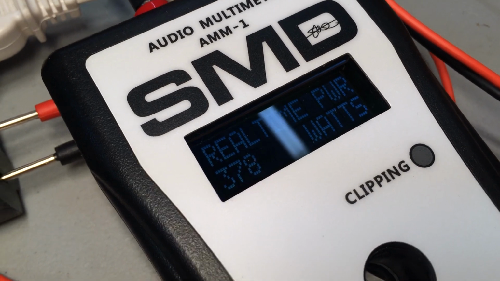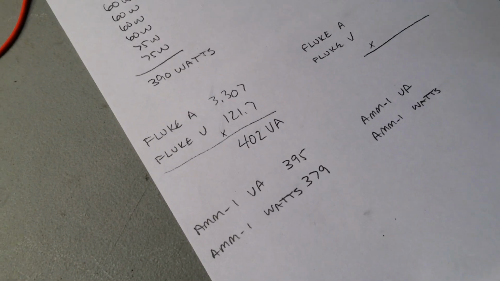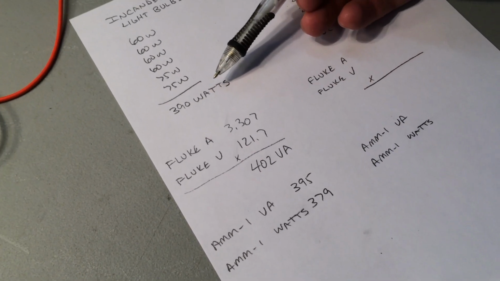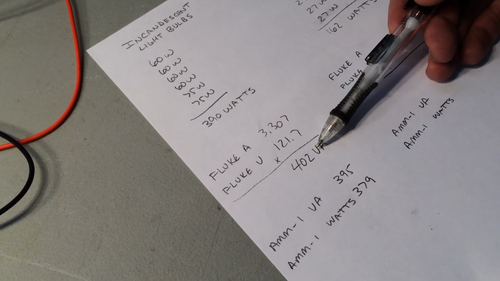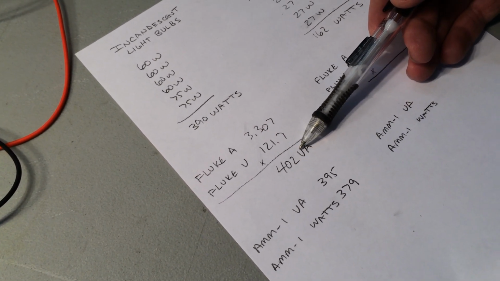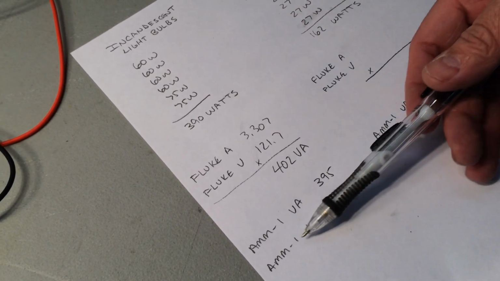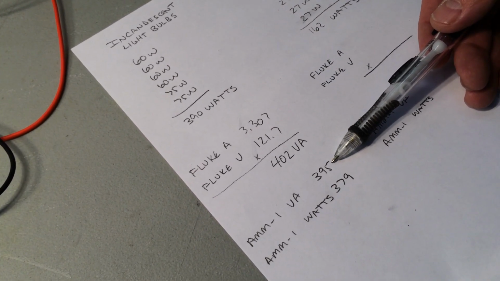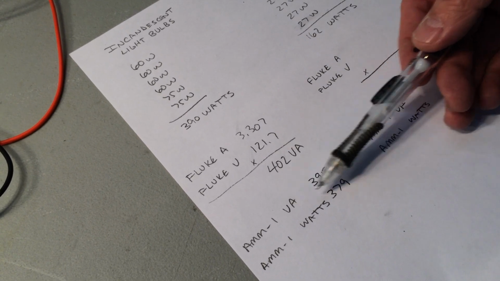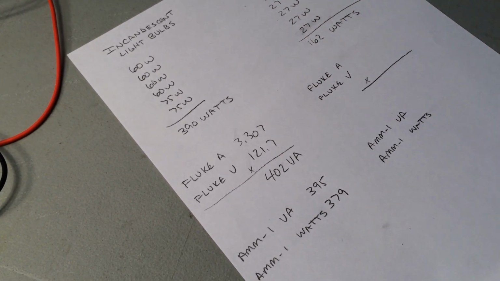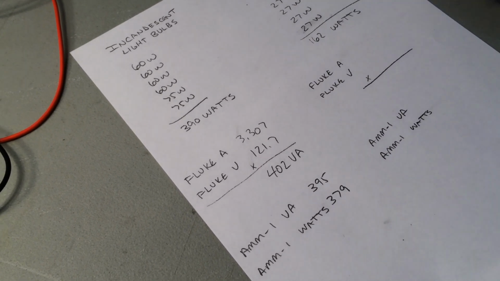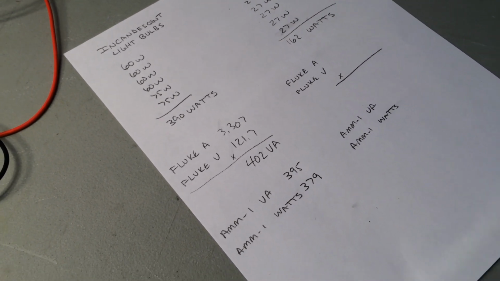All right, so if you look at our results here for the incandescent bulbs, the actual bulbs themselves are 390 watts according to the bulb ratings. Our Fluke meters, like a clamping style method, gave us 402, so it's pretty close, pretty accurate. Our tool said 395 in VA mode and 379 in watts mode. So they're all really close to each other. And now we'll switch over to the compact fluorescent bulbs and see what happens.